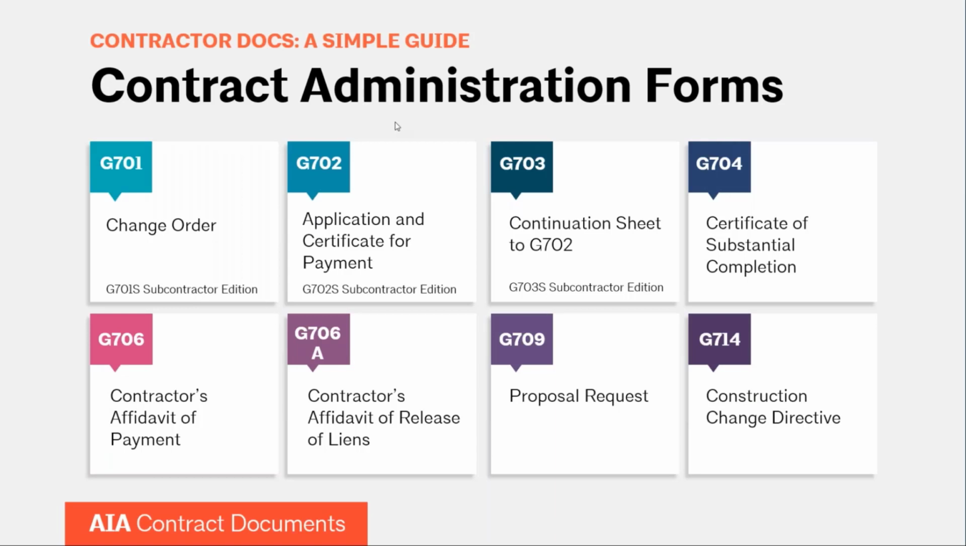G709 and G714 are similar. 709 is a request for information related to a proposed change. So any party can use this just to request information about a potential change. And G714 is a construction change directive, which is a directive to the contractor to make a change in the work where that change needs to be done quickly. And so if the parties have not reached agreement, then you can't use a change order, but you can use a CCD to get something done quickly so that there's not a delay on the project.